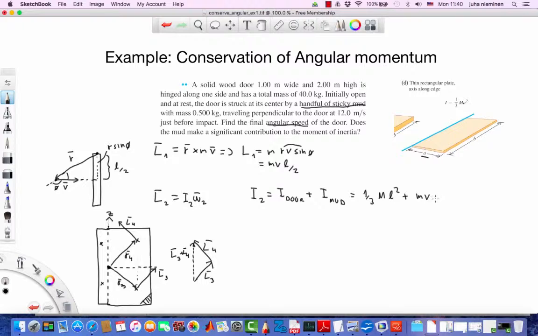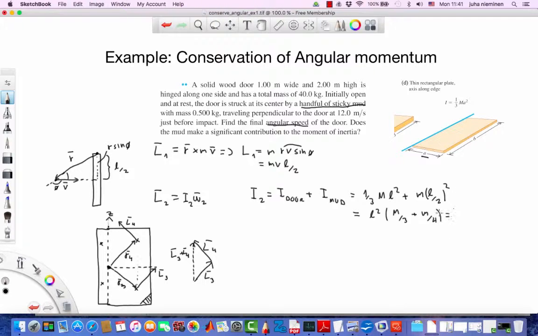Oh, that's not the moment of inertia. It's of course a point mass, so its moment of inertia is m times the distance squared. And then we get L squared as a common term, and we have m/3 plus the smaller mass divided by 4.